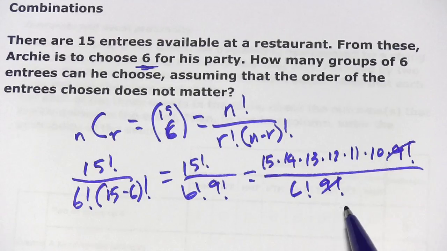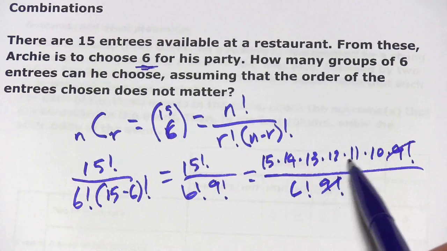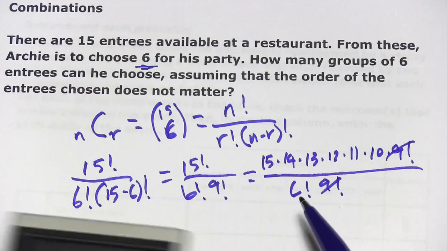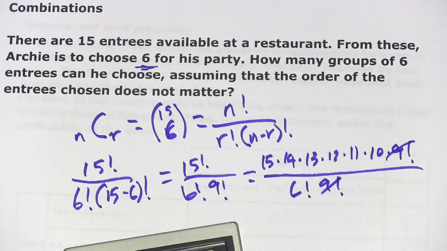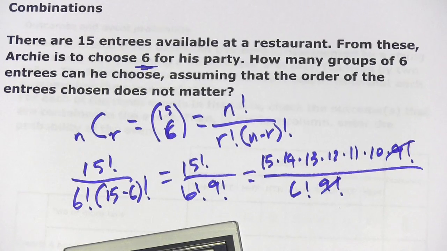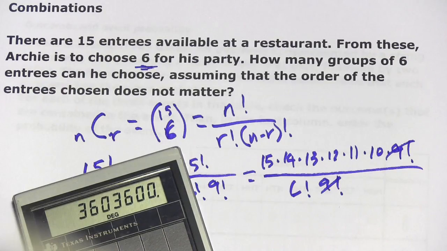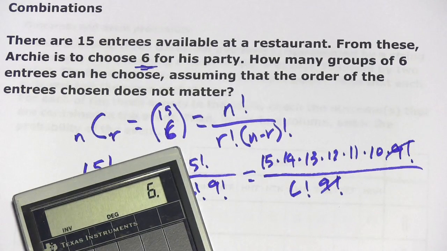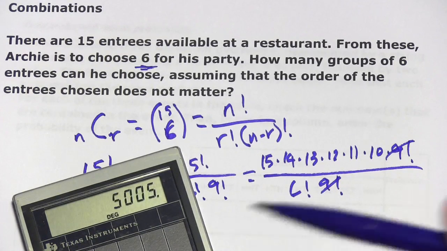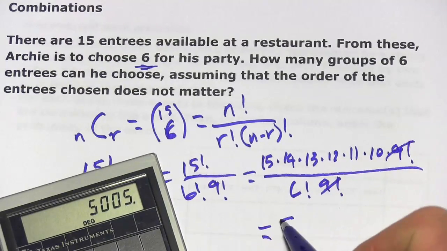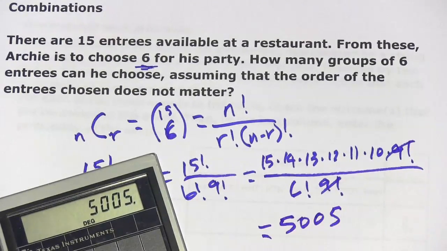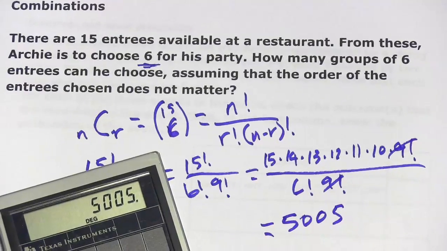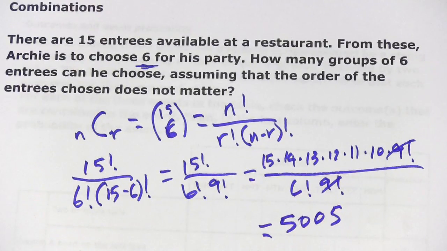So this problem, to calculate it, comes down to 15 times 14 times 13 times 12 times 11 times 10 divided by 6 factorial. I think I'll use my calculator to figure that one out. 15 times 14 times 13 times 12 times 11 times 10. That big number. And then we're going to divide by 6 factorial. I happen to have a factorial button on my calculator. So divided by 6 factorial, that's 720. And the grand answer there for our combination is 5,005 possible combinations of 6 entrees when you're choosing from a group of 15.